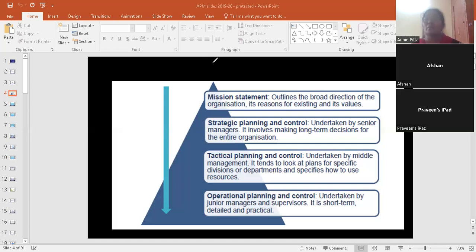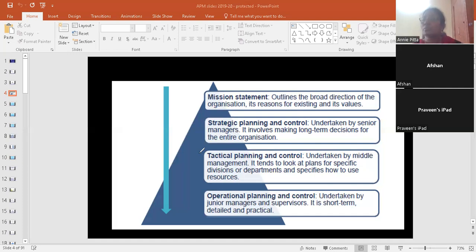What do they plan? For how long do they plan? Their planning involves a very long period of time. See, those things cannot be achieved in a short period of time. So it is planning for a very long period of time for the entire organization, undertaken by senior managers. It involves making long-term decisions for the entire organization, decisions like products and services to be produced and sold, and markets in which they will be present.